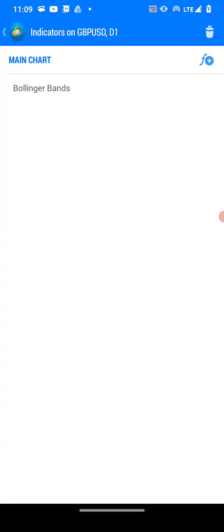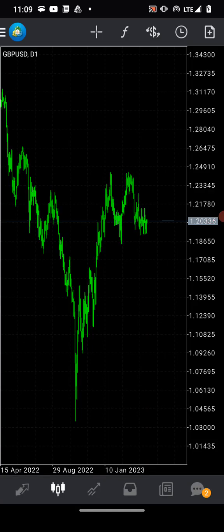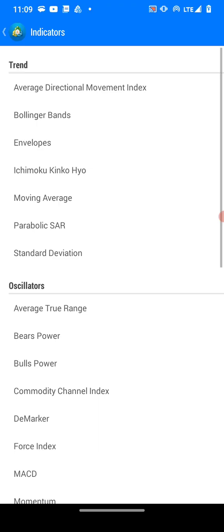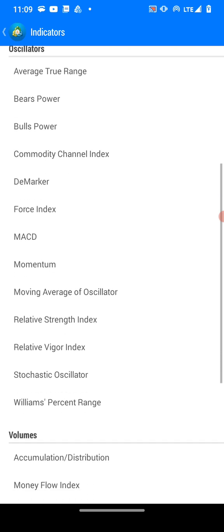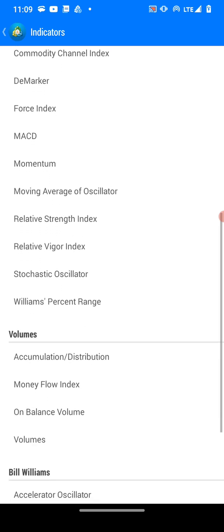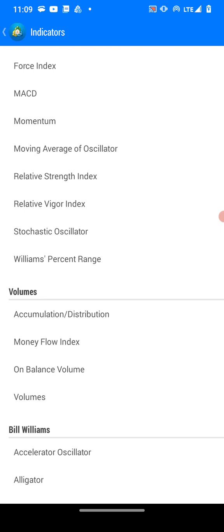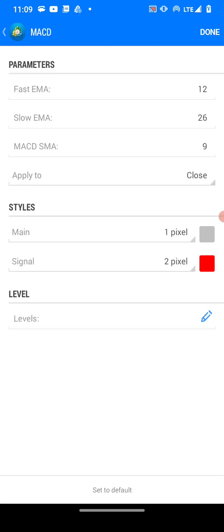Let's get that Bollinger Band off of there. Okay, let's put something else on there. Pick one. I can't hear you. MACD is a popular one. Now look here, fast EMA 12, slow EMA 26, MACD SMA, simple moving average. Did somebody say that nobody in here uses moving averages? Boy, are you mistaken.